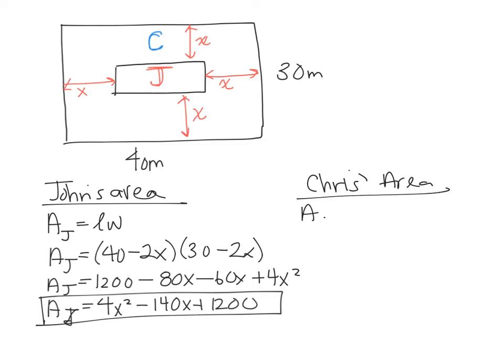So area for Chris, we're going to take the entire area. So I'm going to put area total, and then we're going to take away John's area. So Chris's area is going to be, the total area is going to be 30 times 40, and we're going to take away John's area. And we know John's area is just this right here. So I'm going to rewrite that out. So we're going to subtract 4x squared minus 140x plus 1200.